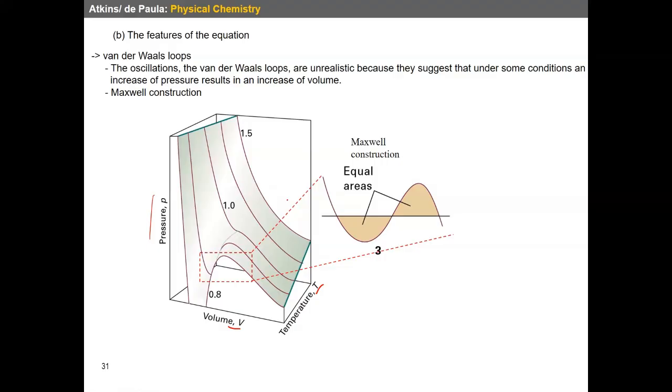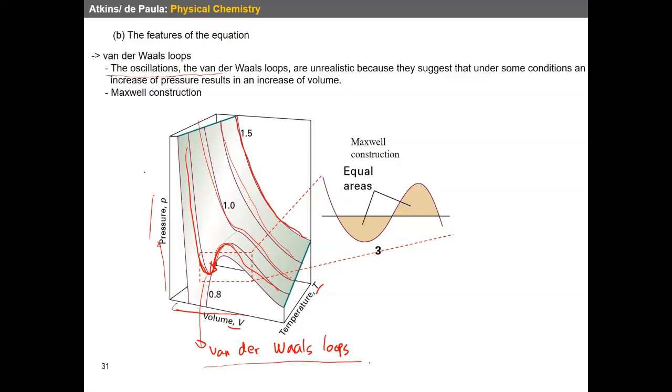As you know, if the volume is decreased, then the pressure should be increased. This is why this graph makes forms like this or like this. But at some point there is an unrealistic case where the pressure is decreased while the volume is still decreased. That kind of oscillation is called the van der Waals loop.